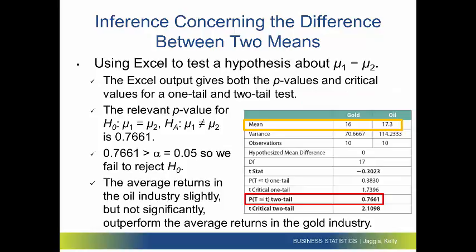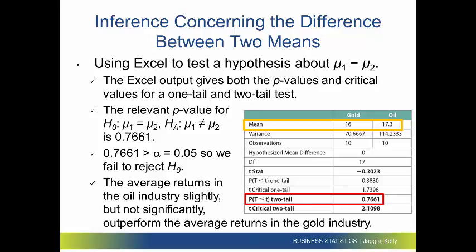Now you have to be a little careful reading the output. First you can see the means for both gold and oil, 16 and 17.3 respectively. Next the variances are presented and the sample size. The hypothesized mean difference is 0 because we're not expecting a difference and we're hypothesizing for that. Our degrees of freedom of 17 is calculated from that very awful and tedious calculation a few slides ago. And then our t-statistic is presented as negative 0.3023.